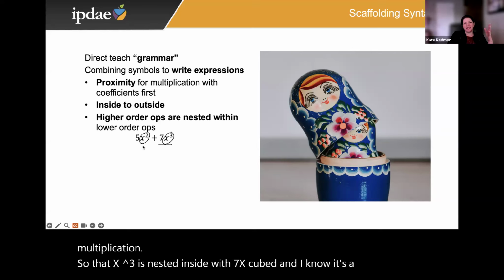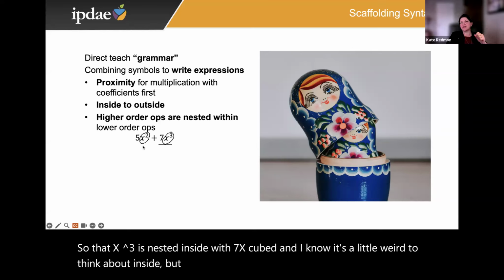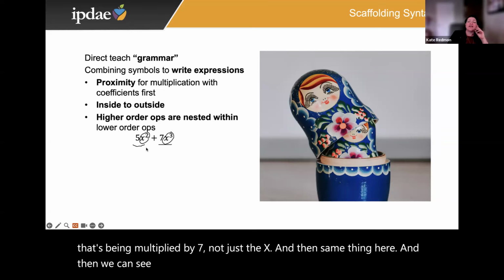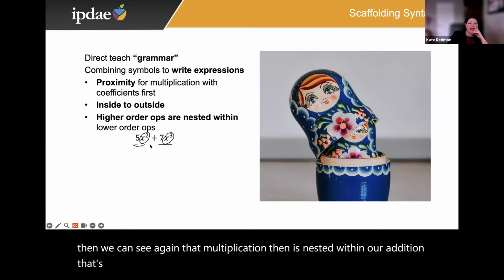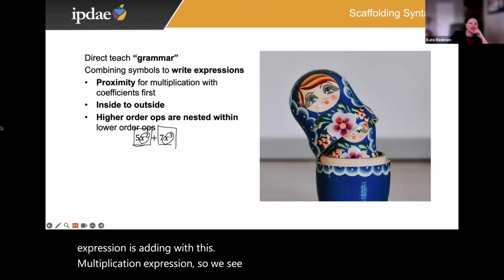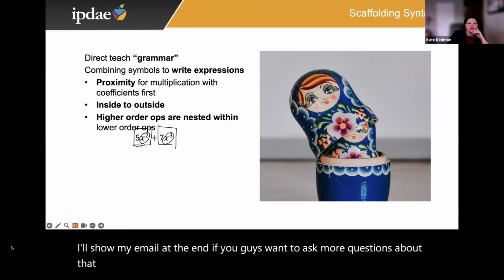And I know it's a little weird to think about inside, but that means it's the whole x cubed that's being multiplied by 7, not just the x. And then same thing here. And then we can see again that that multiplication is nested within our addition. That's our terms, right? What's adding? This whole multiplication expression is adding with this whole multiplication expression. So we see this nesting feature to mathematics. I'll show my email at the end if you want to ask more questions about that. I realize that's a little academic there.